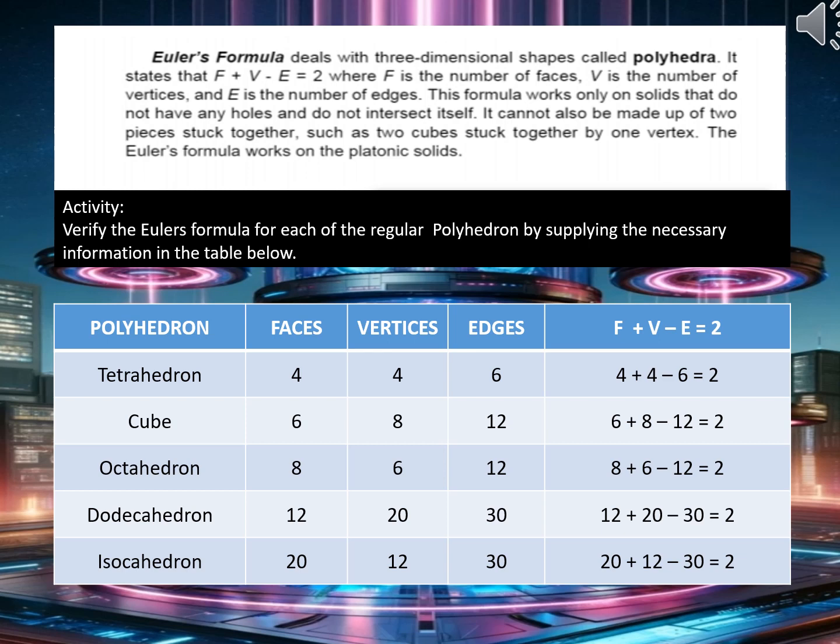As shown in this table, we can fully verify Euler's formula, which is adding the number of faces and vertices, then subtracting the number of edges. We have 2 as an answer for all types of polyhedra.